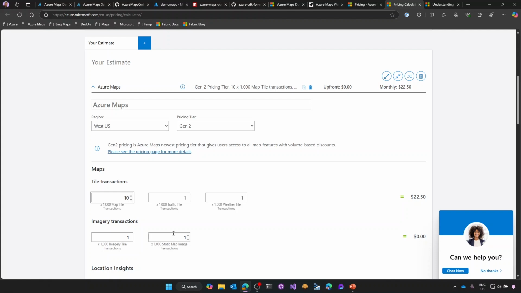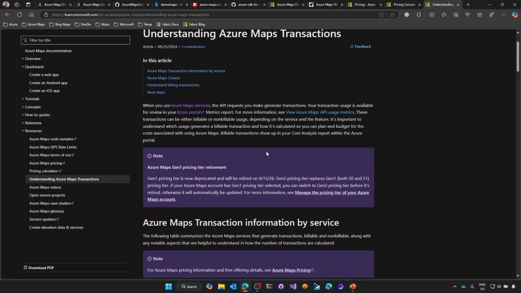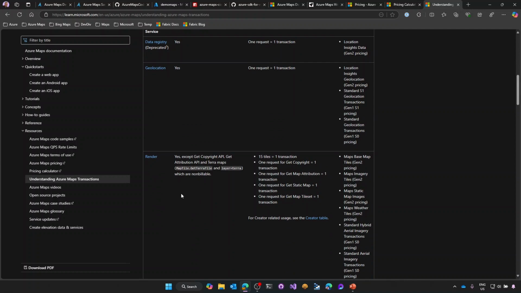So what is basically a transaction? We have in our documentation, and I can share the link later on, an explanation of understanding Azure Maps transactions. There we explain what a transaction is. So for example, if I have a tile on a map, then I get 15 tiles, but it will cost me only one transaction. So you can have multiple API calls, but it will still calculate only one transaction for that calculation.